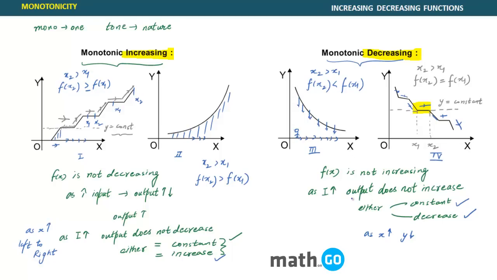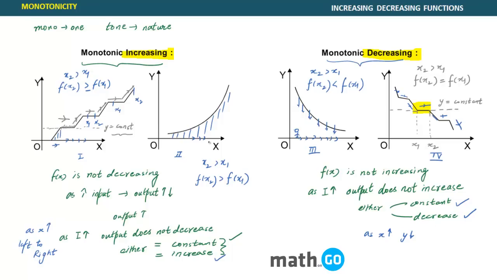For that, you have to understand the definition of monotonic increasing and monotonic decreasing. I am repeating it again. A monotonic increasing function is one where, as input increases, output does not decrease. For monotonic decreasing, as input increases, output does not increase. Here, does not increase has two possibilities: either it will be constant or it will decrease. This is how you should remember this.